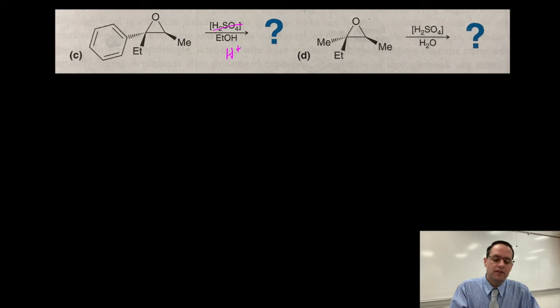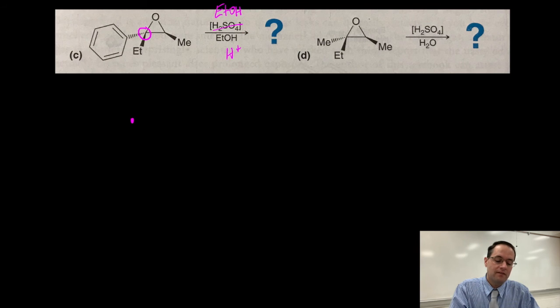H2SO4 is in brackets here, and that means it's a catalyst. I like to just put H plus below the reaction arrow, and I like to put the actual reacting solvent or whatnot above the arrow. So we know we're going to add ethanol to this molecule. We're going to change it to an OH, and we're going to put an ethoxy group on there, okay?